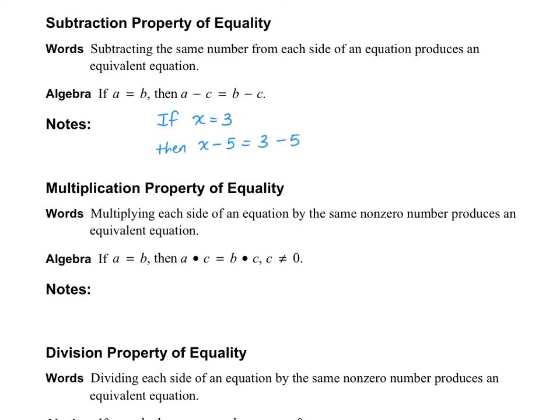The multiplication property of equality is the same sort of thing. You have two variables that equal each other. If you multiply the same thing on both sides, then it will be true. The only thing that needs to happen is the c that you multiply by cannot be 0, because then you'll have a divide by 0 error. And here's the example. If x equals 3, then x multiplied by 5 would also equal 3 multiplied by 5.